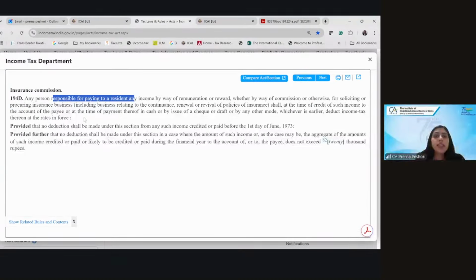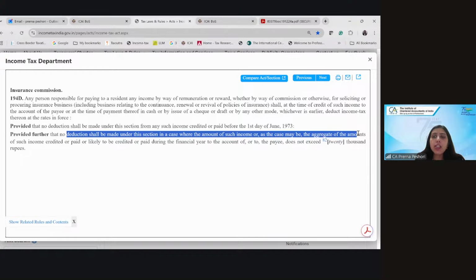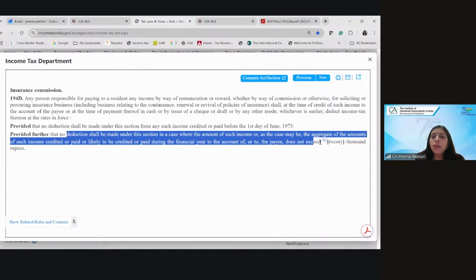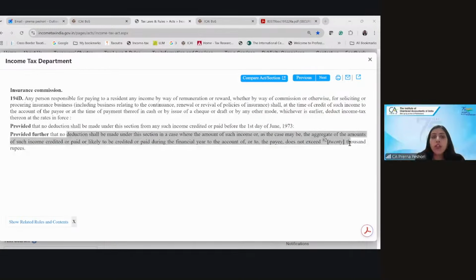Deduct the tax at the rates in force. No deduction shall be made. This is before 1973. No deduction shall be made under this section in the case where the amount of such income, or as the case may be, the aggregate amount of the income credited or paid or likely to be credited or paid during the financial year to the payee does not exceed rupees 20,000. So what is my threshold over here? My threshold is 20,000.